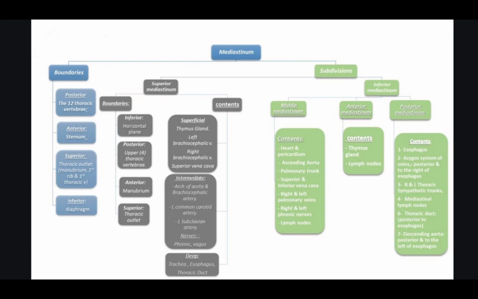Subdivisions are further divided into two parts, superior mediastinum and inferior mediastinum. The boundaries of superior mediastinum are: inferiorly it has a horizontal plane, posteriorly upper four thoracic vertebrae and anteriorly manubrium, the upper bone of the sternum, upper part of the sternum, and also superiorly it has the thoracic outlet. That's all the boundaries of the superior mediastinum.